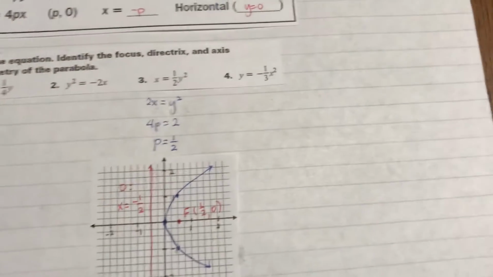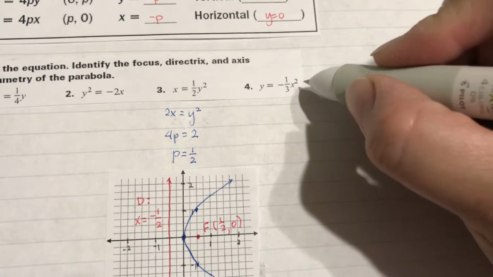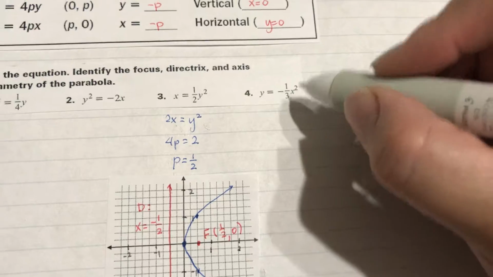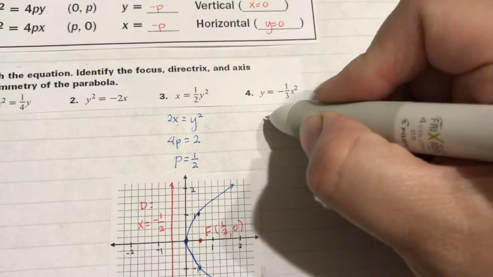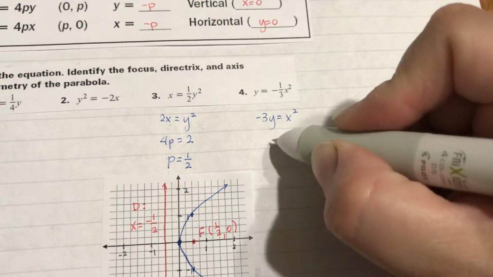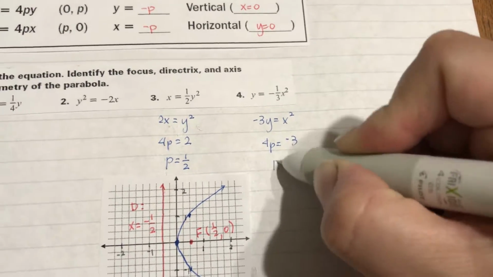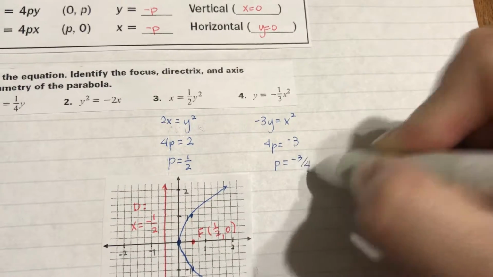Okay. All right, moving on to number 4 here. Same thing is happening. You have x squared with something else here. So you want to multiply both sides by a -3, giving you -3y equals x squared. So now this 4p equals -3. So p is equal to -3 over 4.